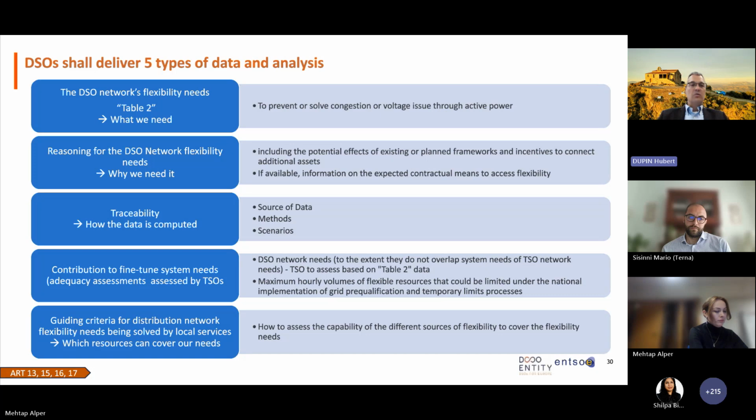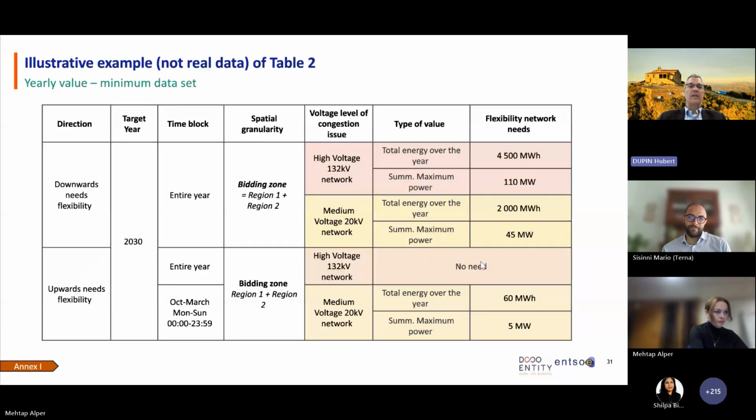Now, let's jump to real examples, examples of data that we can provide. The minimum data set is an illustrative table, but the minimum data set would look like it. What do you have? First, as you can see, we will provide needs upwards or downwards. We will provide it per each target year, this table. So that's why in the first 3 months, we need to agree on the target years. Then we can make it a bit finer. We can define a year in time blocks. We can give the data over the entire time block.